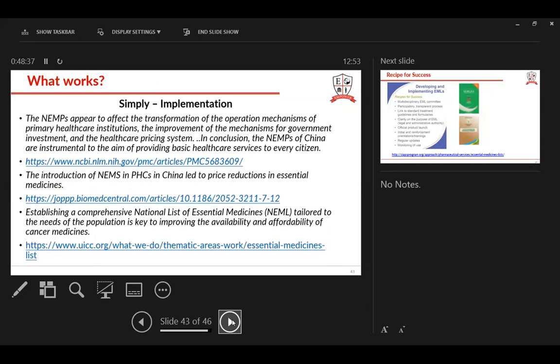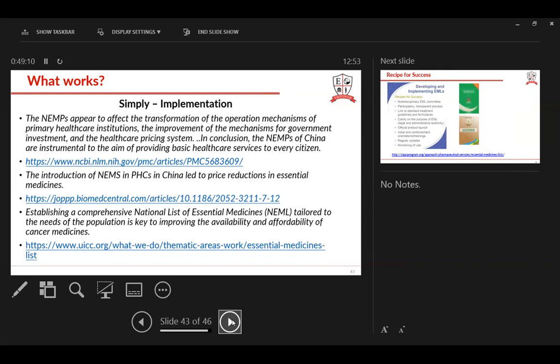The NEMP appears to be an effective transformation operation mechanism for primary healthcare institutions, and an improvement of the mechanism for government investment. That's where you need to explain. That's where you need to advocate. If you don't explain, government will not invest into the health sector and the health pricing system. So in conclusion, the NEMP in China is instrumental to the aim of providing basic healthcare services to every citizen. Other countries do that, the developed countries. But what about the undeveloped ones, the developing countries?